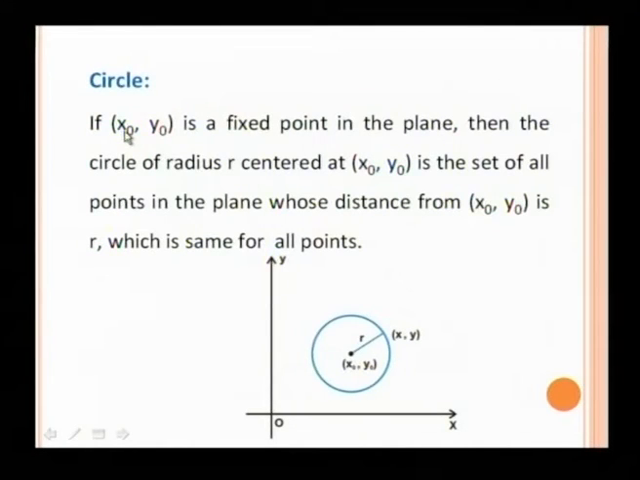Circle: if x0, y0 is a fixed point in the plane, then the circle of radius r, centered at x0, y0, is the set of all the points in the plane whose distance from x0, y0 is r, or radius, where the radius is the same for all the points. You can see a figure of a circle where the distance between x0, y0 and x, y is the same for all points and is considered the radius. Then all these points together form a circle. Now we can find the equation of the circle.